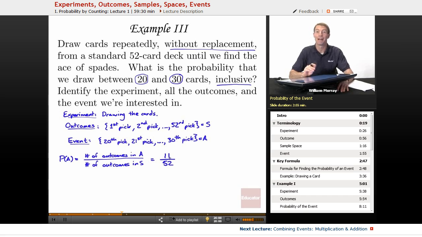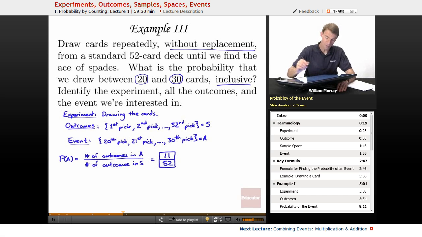So we actually have 11 outcomes, not 10. It might seem like there's 10, but there's that extra one on the end. So that's our probability of drawing the ace of spades somewhere between the 20th card and the 30th card.